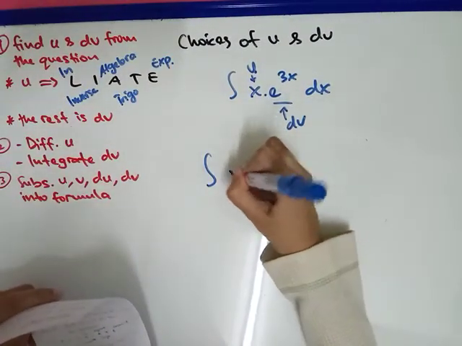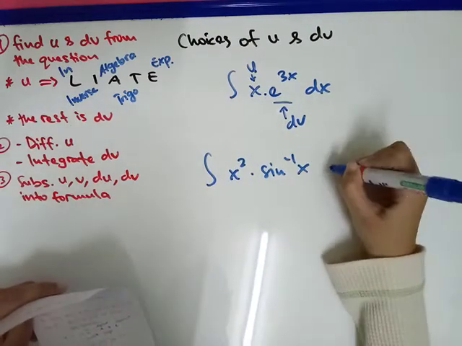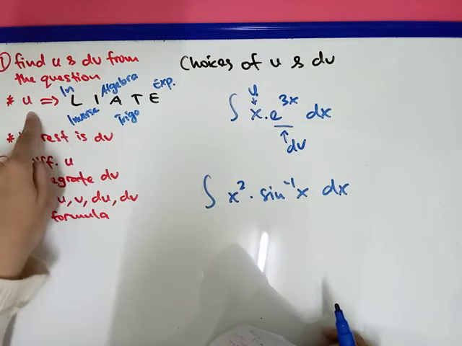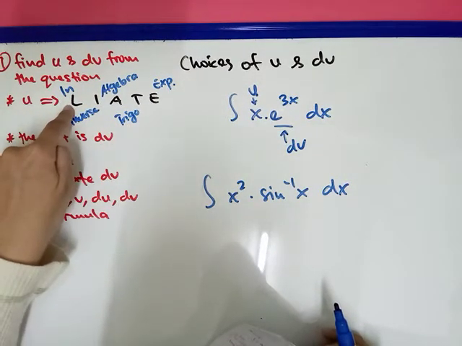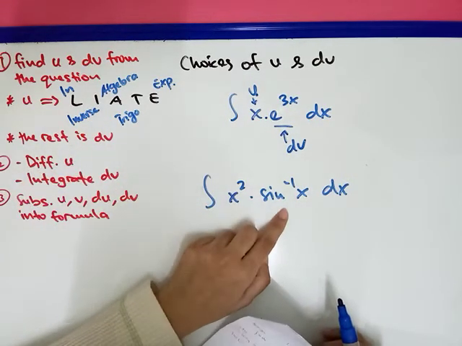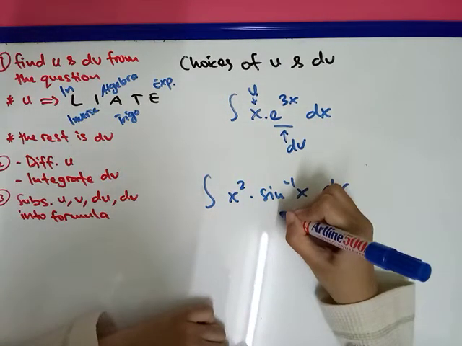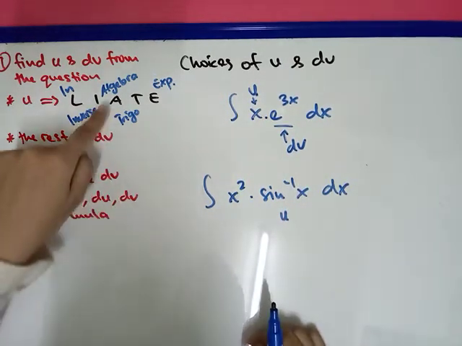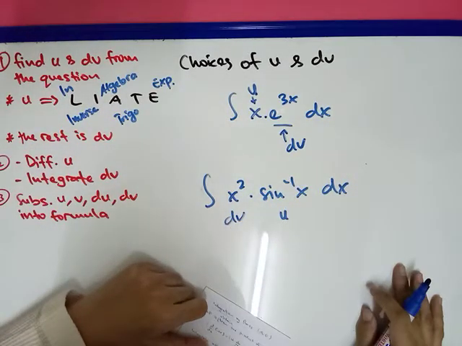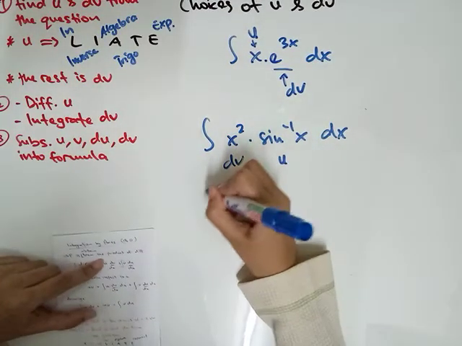Integrate x square times sin inverse x dx. Okay, kalau tengok pada the sequence for letting U, the first one is ln. Ada tak ln kat sini? Tak ada. Second one is inverse. Yes, this one is inverse function. So this one yang kita kena let as U. And then after that, algebra is, the rest is dV lah. Boleh faham tak?